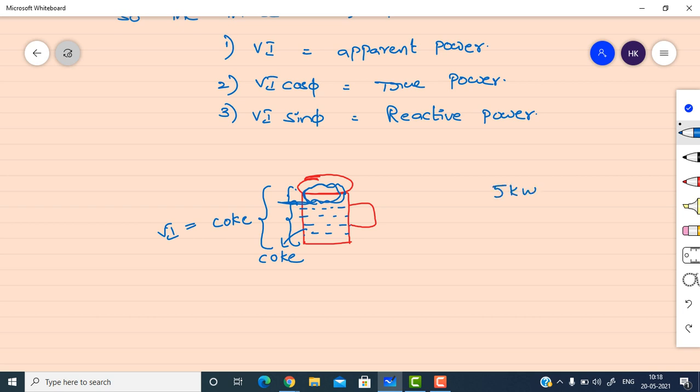If 5 kilowatts power is there, in that 3 kilowatts is used for doing the useful work and 2 kilowatts is wasted in the form of loss. So that's why our power is divided into two components. One is true power and another one is reactive power. True power will do the actual work and reactive power is nothing but a loss. Did you get it?